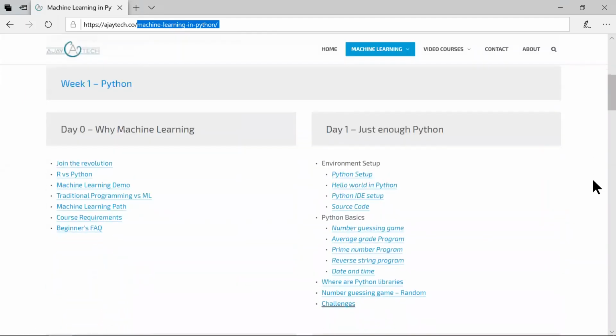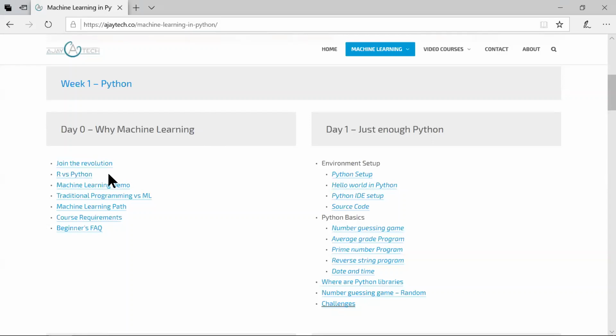Okay, so let's start from the beginning. Day zero. So why machine learning? Today, basically what we are trying to do is understand why do machine learning, or why learn machine learning. Essentially, what we are going to cover is what is machine learning. We'll take some examples. That's what we'll cover here.